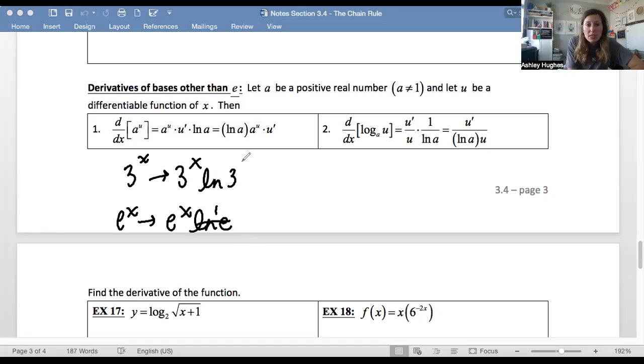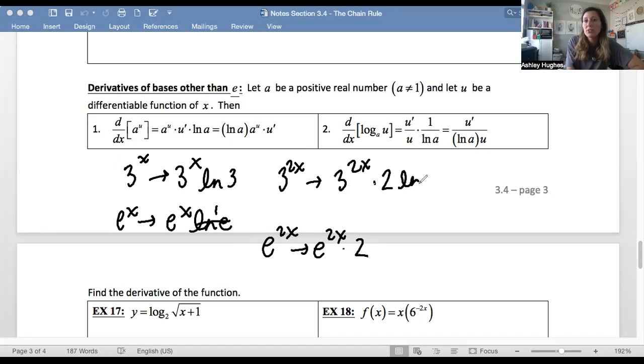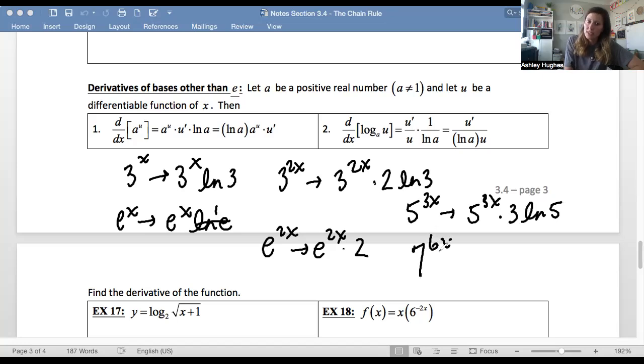So then this would be 3 to the 2x. So the derivative of that would be 3 to the 2x times the derivative of this, just like when I do e to the 2x, it's e to the 2x times 2. So this would be times 2, but then also that natural log of 3. So if I had 5 to the 3x, that would be 5 to the 3x times the derivative of this, 3, times the natural log of 5. If I had 7 to the 6x, I would have 7 to the 6x times the derivative of this times the natural log of the base. That's how to apply this rule, right?